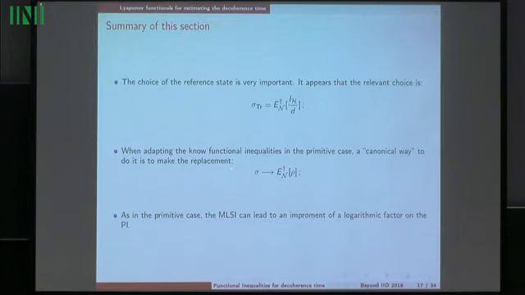It's a bit hidden in what I did, but one of the main points was to replace each time that you have a distance between a state and the invariant state. One of the main ideas was to replace this distance by the distance between a state and its projection. So when sigma appears, you have to replace it by its projection. And again, we find that, as in the primitive case, the modified Log-Sobolev inequality can improve by a logarithmic factor the estimation of the decoherence time compared to the Poincaré inequality.